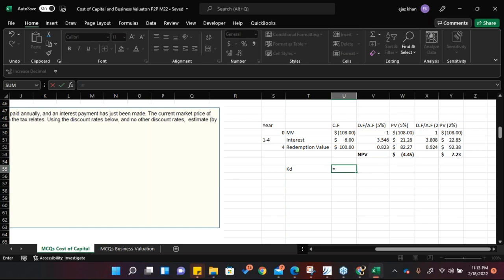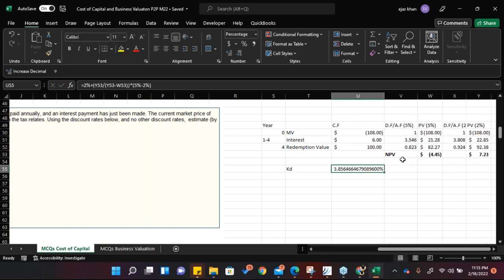So the lower rate, which is 2%, plus the positive NPV, which is 7.23, divided by the positive NPV minus the negative NPV. And then we have to multiply it by the difference of the higher rate and the lower rate. In this way, we will get IRR. And this is IRR from the investor's perspective and cost of debt from the company's perspective.